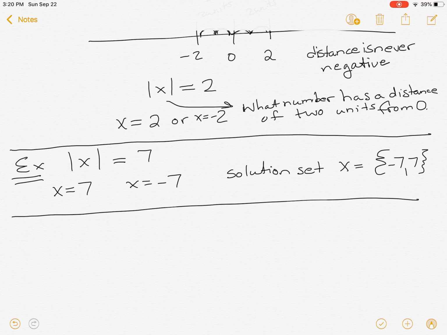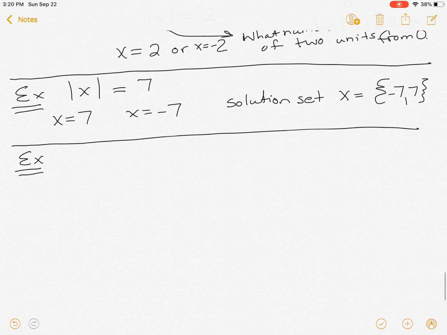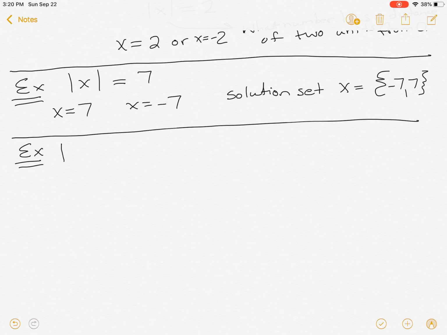Now if I have an expression on the inside, I'm going to do one to explain the difference. We get the absolute value of 3x plus 1 is equal to 2. I'm going to set up 2 equations: 3x plus 1 equals 2, and then 3x plus 1 equals negative 2. Now I can solve each one of those equations and get 2 answers.